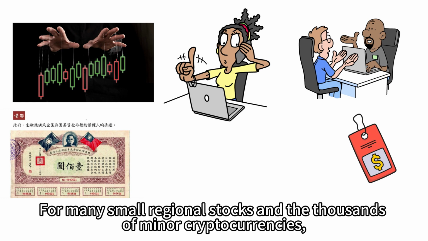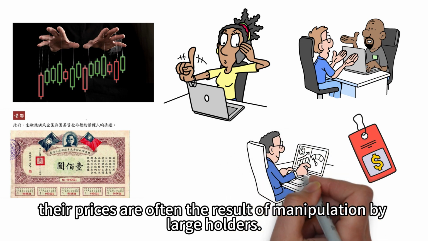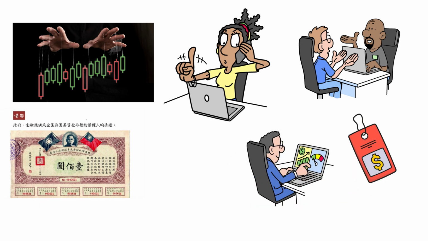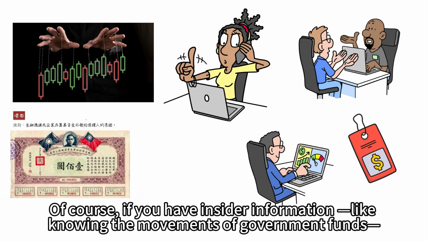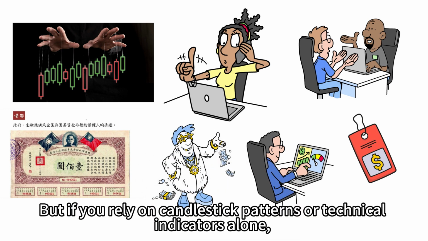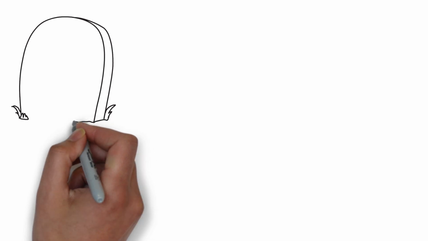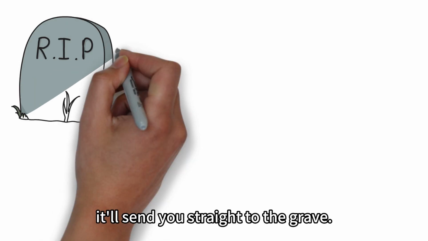For many small regional stocks and dozens of minor cryptocurrencies, their prices are often the result of manipulation by large holders. Of course, if you had insider information, like knowing the movements of government funds, you could easily make a fortune. But if you rely on candlestick patterns or technical indicators alone, more likely, the market won't just show you a yellow or red card. It'll send you straight to the grave.